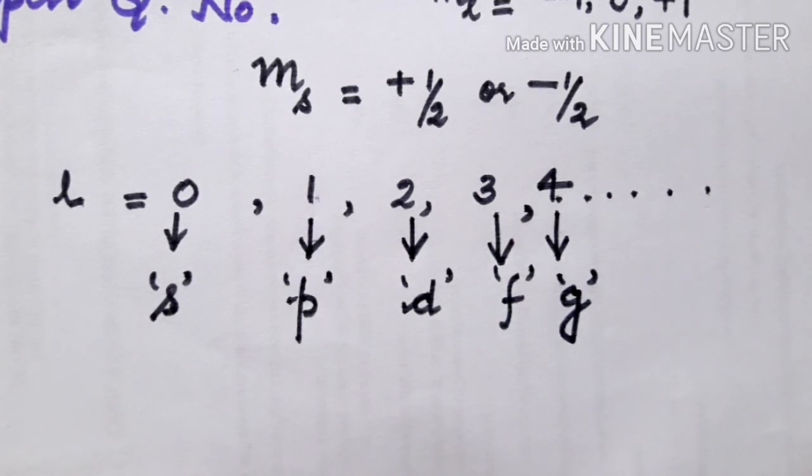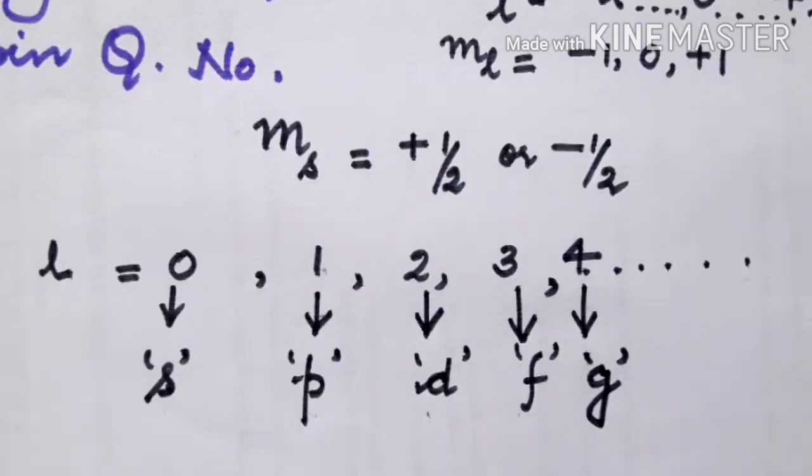Commonly, in order to explain the configuration of the different elements from 1 to 118, we just require the S orbital, P orbital, D orbital, and F orbital. According to the quantum mechanical model, the orbits or shells are again subdivided into orbitals, which are regions around the nucleus where there is a chance of finding the electron.